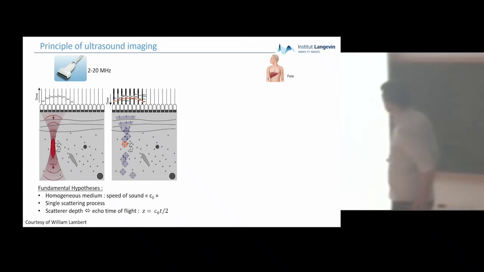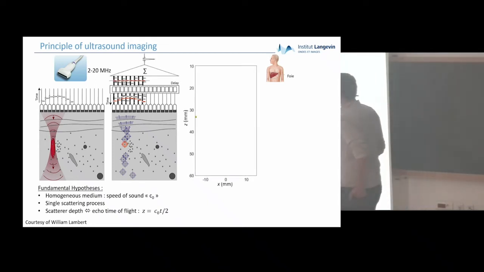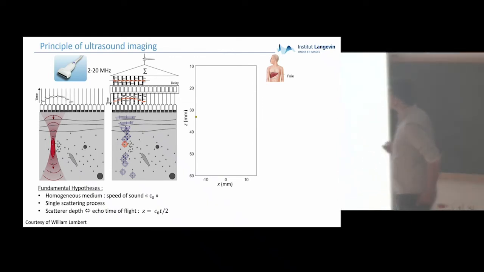And then, in reception, you can apply time delays such that you may interfere all the scattering events coming from this point, the echo coming from this point. You can realign all this data and sum it together, and then you will have a strong signal if you have a specific scatterer at the targeted position. And this signal, at the maximum, gives you 1 pixel of the image.